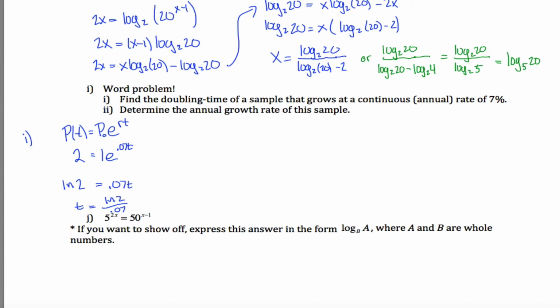Determine the annual growth rate of this sample. Okay, so what you need to know for the annual growth rate is, you're kind of solving for b, really it's b minus 1, in the formula y equals a times b raised up to the t power. So this b right here is the annual growth rate. So what you can do is kind of use the information we figured out here, that after this much time, if I start out with 1, I will end up with 2.